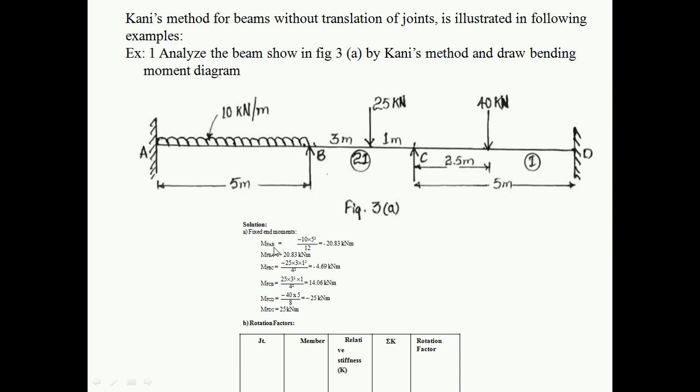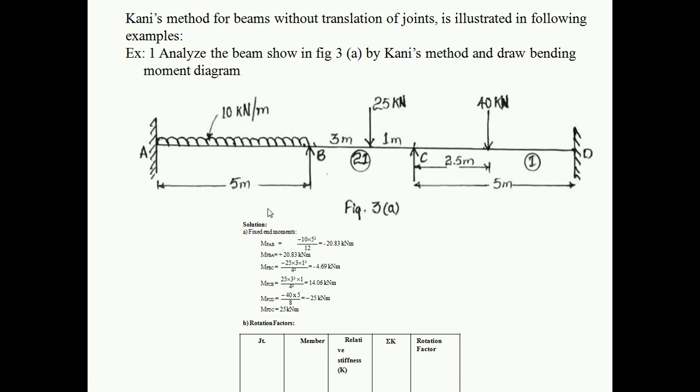To calculate the fixed end moments, there are 3 members, so there will be 6 fixed end moments. Fixed end moment AB is minus WL² by 12. W is 10 and length is 5, so this is minus 10 into 5² divided by 12, and we get minus 20.83 kN·m. Similarly, fixed end moment BA is plus WL² by 12, where W is 10, length is 5, divided by 12, so we get plus 20.83.